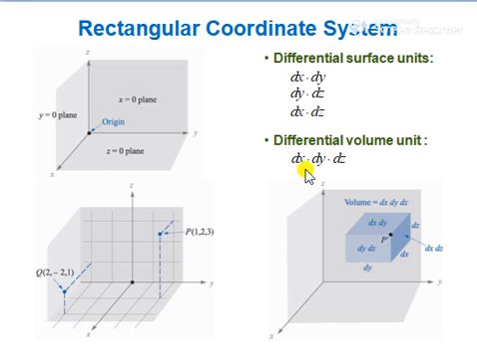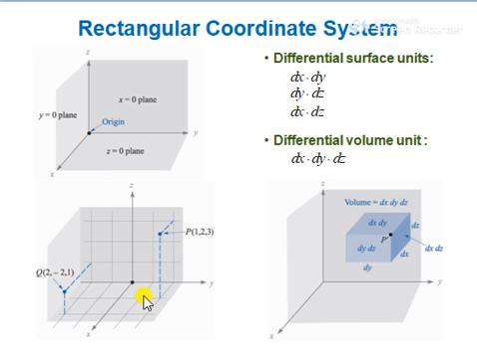Okay, so here you can have it along with its direction also. So you can represent the length and surfaces in terms of direction, right. So this is about the rectangular coordinate system. So volume will be dx, dy and dz. Okay, this is about the rectangular coordinate system.